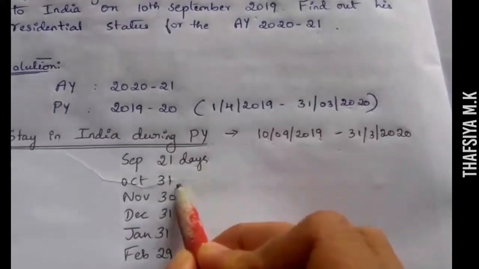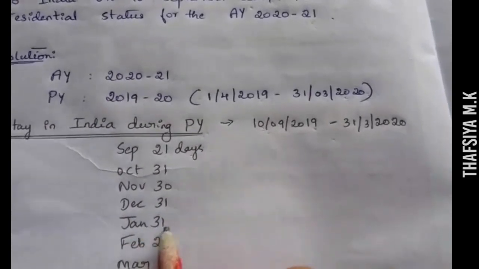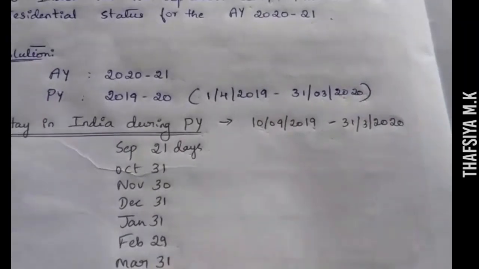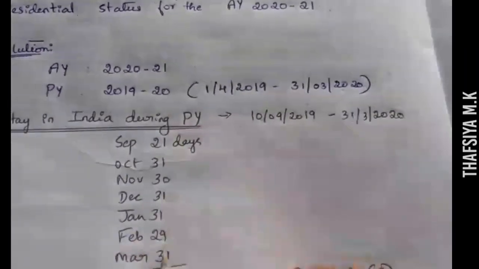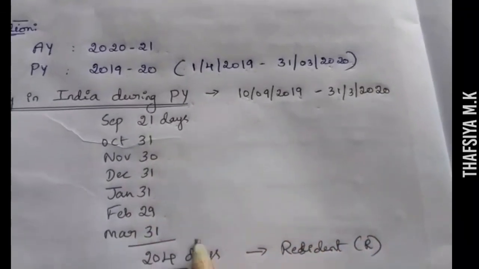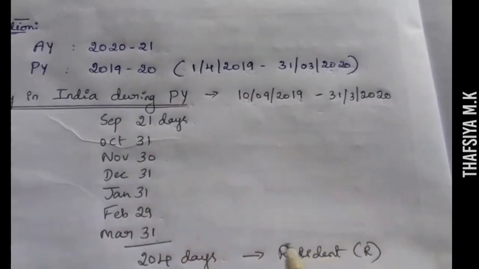Next, October, the full month he was staying. November 30 days. December 31 days. January 31 days. February is a leap year, so 29 days we have to take. March 31 days. So total till the previous year end, we have to take the months. So total 204 days he was staying in India.